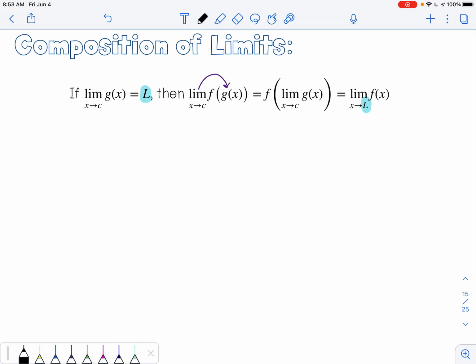So the tricky part here is that you sometimes have to check the left and the right limits. So we want to be careful here, especially for piecewise functions. So need to take note of the left and the right-sided limits.